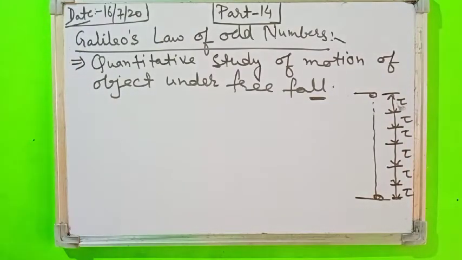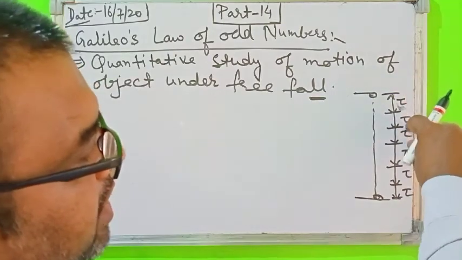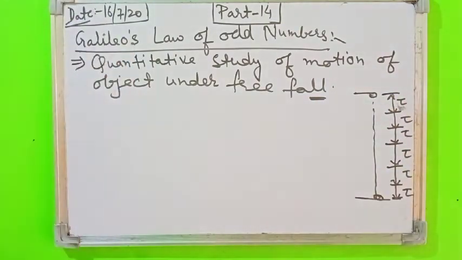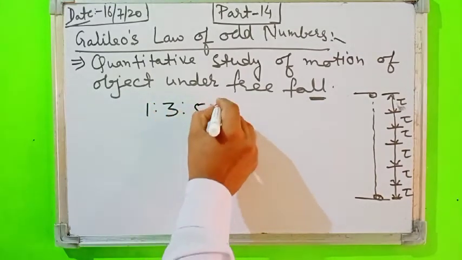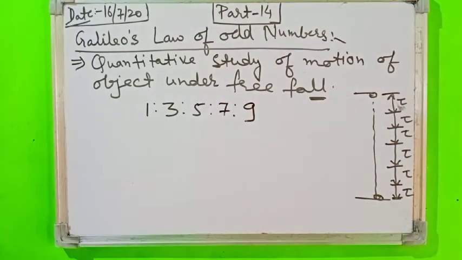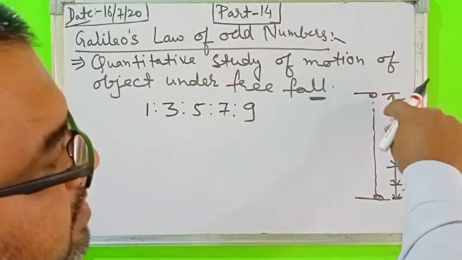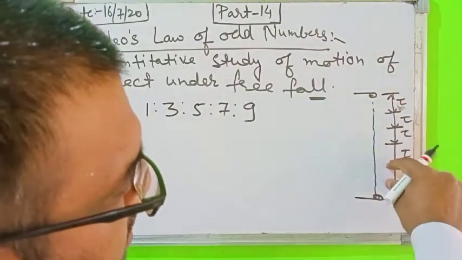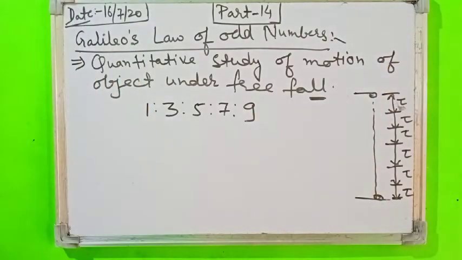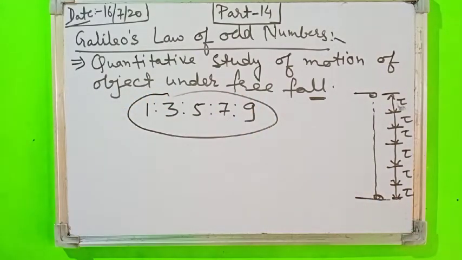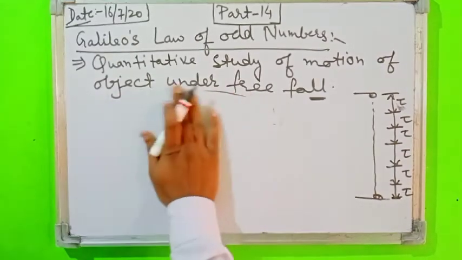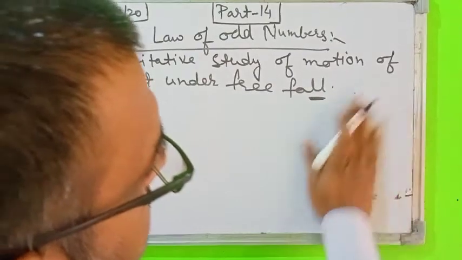So the displacements covered by this ball in these time intervals are in the ratio 1 is to 3 is to 5 is to 7 is to 9. That means the ratio of displacements covered by the ball in all these time intervals is 1 is to 3 is to 5 is to 7. First we will discuss the law, and then its proof.